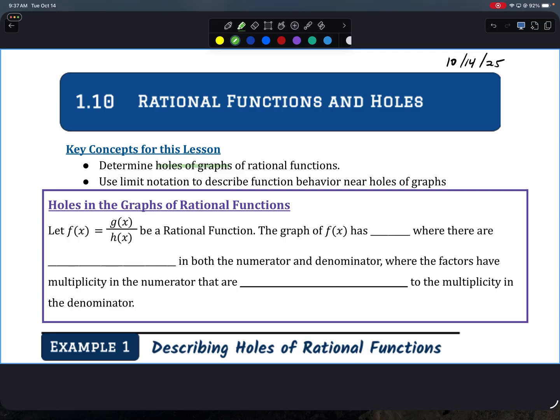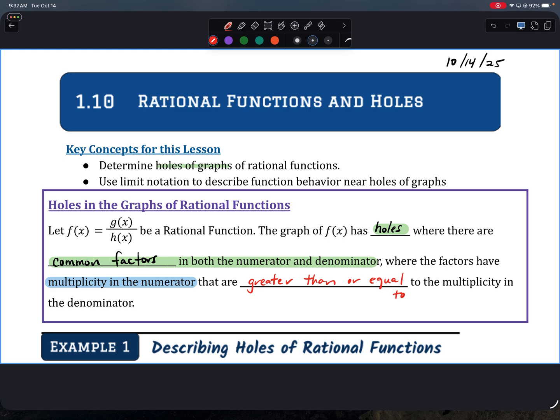So let f of x equal g of x over h of x be a rational function. The graph of f of x has holes where there are common factors in both the numerator and the denominator, where the factors have multiplicity in the numerator that are greater than or equal to the multiplicity in the denominator.